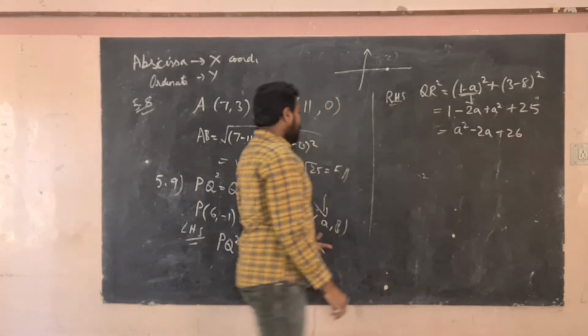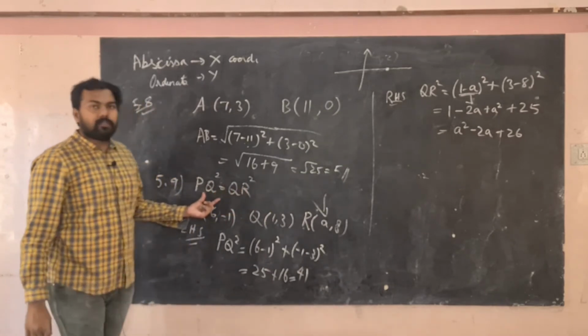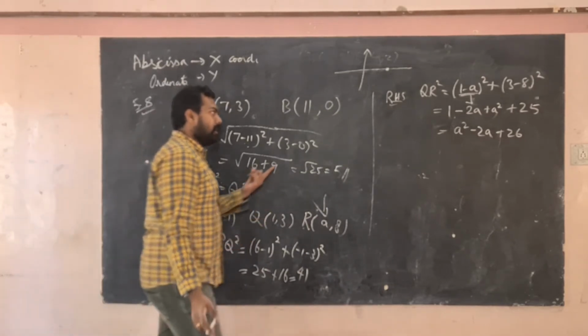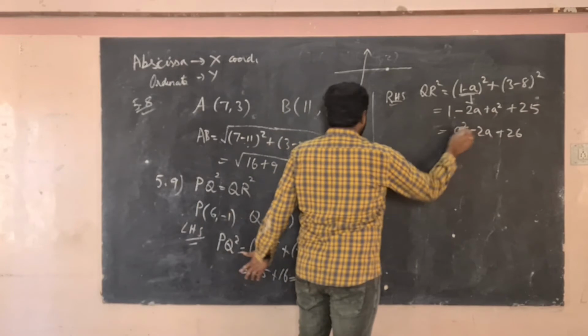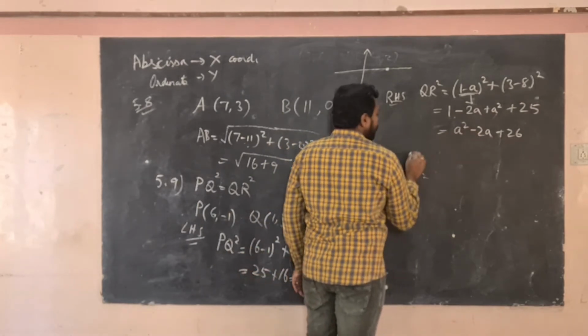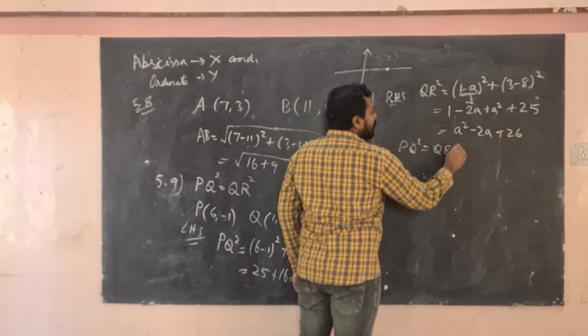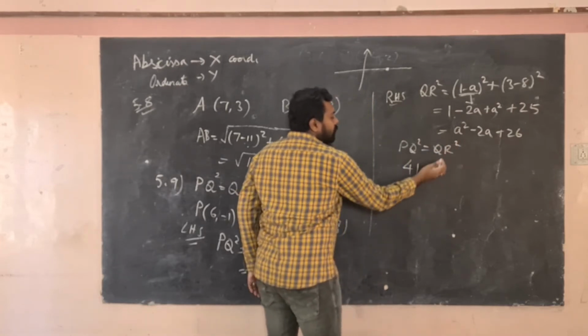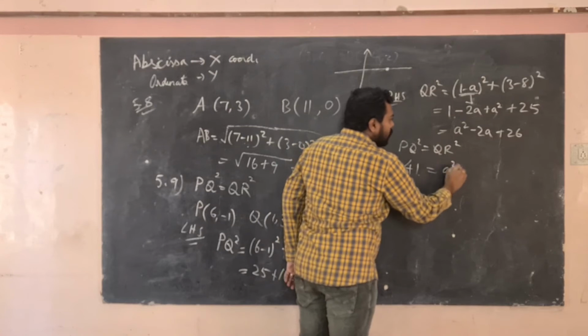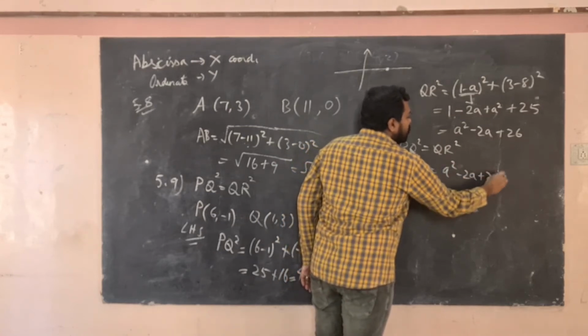So we know what they have given in the question. PQ square equal to QR square. So we are going to equate the left hand side and right hand side. PQ square is how much? 41. So PQ square is equal to QR square. So what you have to write? PQ square is 41. Here it is A square minus 2A plus 26.